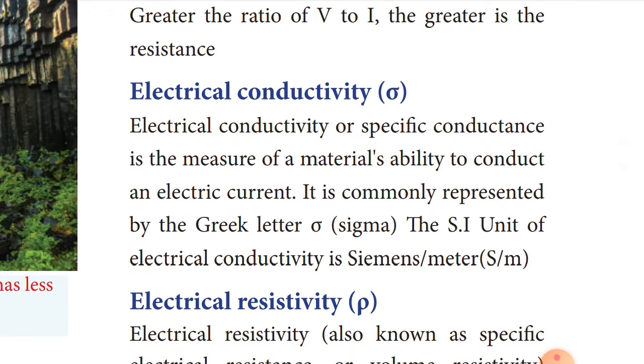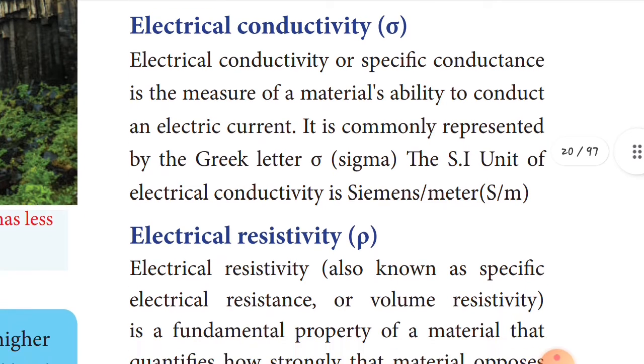Okay, and now let's move to the next topic, electrical conductivity. Conductivity is denoted by sigma. The symbol is named as what? Sigma. Here, electrical conductivity or specific conductance is a measure of what? A material's ability to conduct the electric current. It is denoted by the letter sigma, a Greek letter, children. The SI unit of electrical conductivity is what? Siemens per meter, that means S/m.